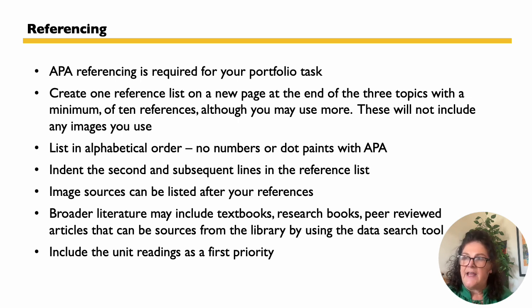Broader literature such as textbooks, research books, peer-reviewed articles, can be sourced from the library. Just use the database search tool. So say, for example, you thought, I'm not happy with the article that I've found. I want to find an article about bilingualism. Well, instead of Googling that, go to the Southern Cross Library, put that in the database search, and you'll end up with an article. That would be really helpful for you to use. And include the units as a first priority.